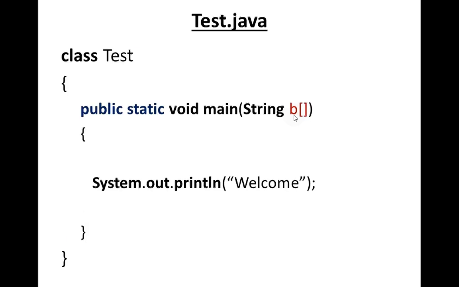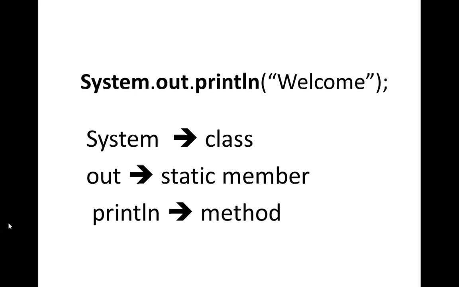So now we are going to print this. In C we use printf, in C++ we use cout. Here we are using System.out.println. What do we mean by System? What is out? What is println? System is a class; with the help of the capital S we can identify that System is a class, whereas out is a static member, and println is a method.